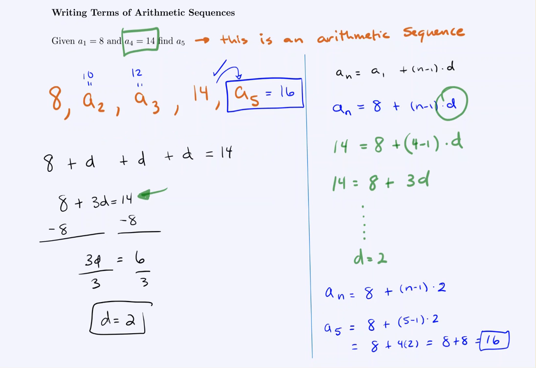So just to recap all of this, remember if you're told something's an arithmetic sequence, that's giving you a lot of information. That means each term, to get to the next one, you add some constant value. We know the generalized formula for an arithmetic sequence is always the first term plus n minus 1 times the common difference.